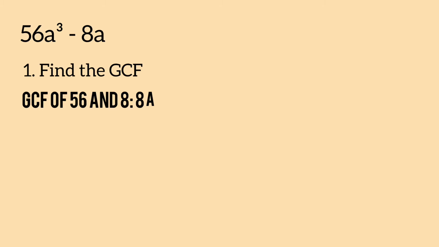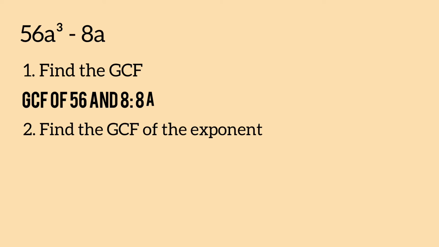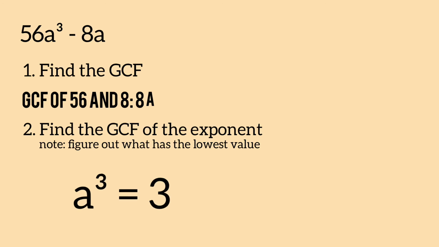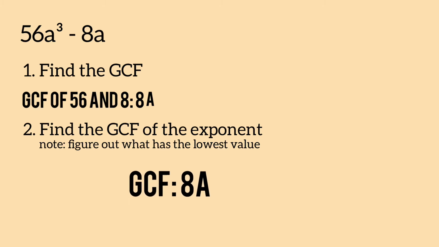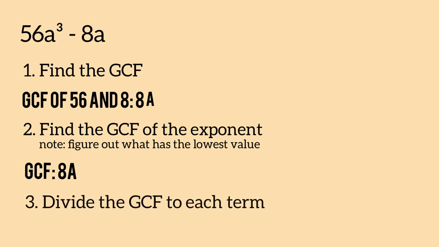But that is not yet done. We also need to find the GCF of the exponents. In finding the GCF of exponents, all you must do is figure out which has the lowest value. Given that the exponent of a cubed is 3 and the exponent of a is 1, we will select a with the imaginary exponent of 1 to be added to the GCF, which means that the final GCF would be 8a. Then, divide the first term of the given equation by the GCF.